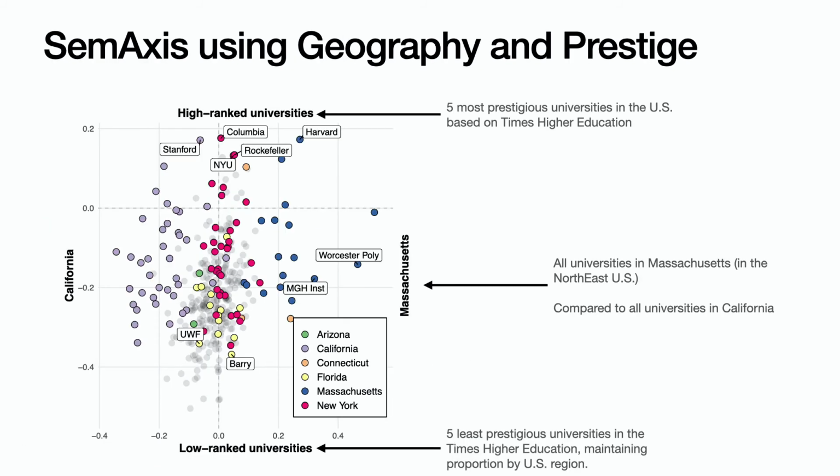We try similar things with geography and prestige axes. Using the 5 most and least prestigious universities in the US based on Times Higher Education ranking as poles, we can get a prestige axis. And using universities in Massachusetts and California as poles, we can also get the geography axis. In the same way, we project universities in the United States and obtain the continuous spectrum of universities in terms of prestige and geography.